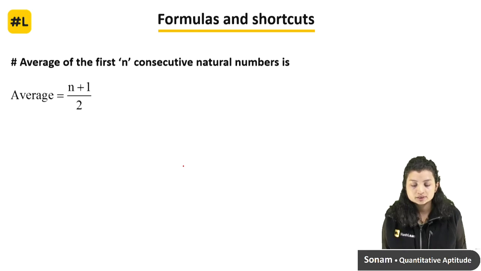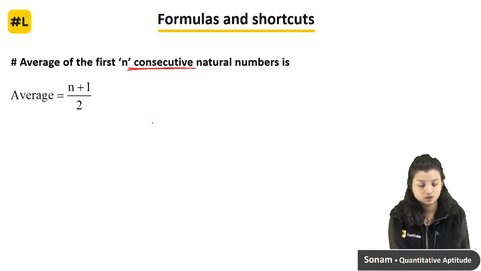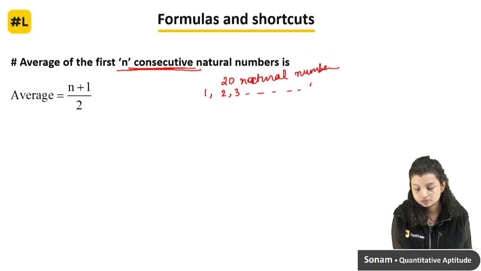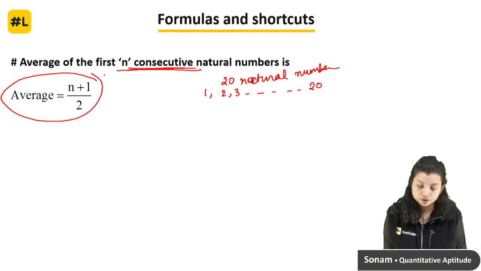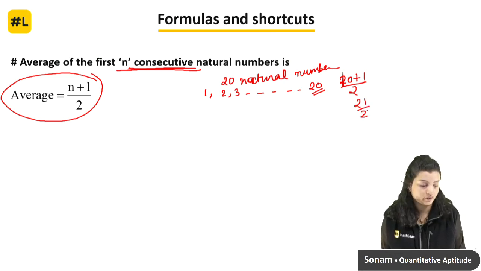Average of first n consecutive natural numbers. What do you mean by consecutive? One by one, correct? One after another. So first n consecutive natural numbers. Let's say I give you the sum of first 20 natural numbers. So what do you mean by 20 natural numbers? It means you need to do from 1, 2, 3 till 20. So the formula is n plus 1 divided by 2. So in this case you will simply do 20 plus 1 divided by 2. Correct. So 21 by 2, that is 11.5.